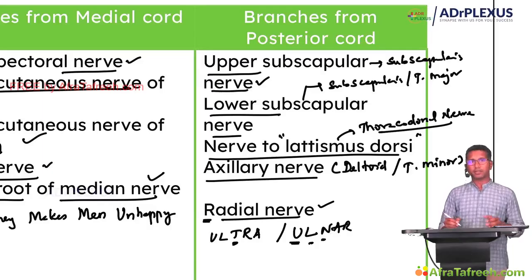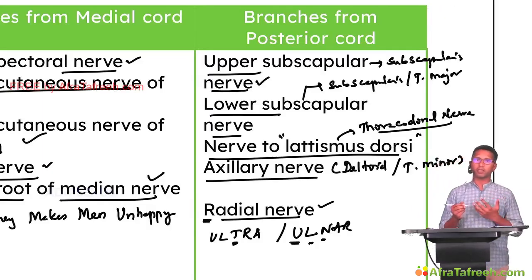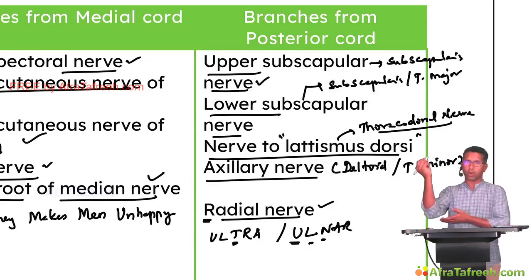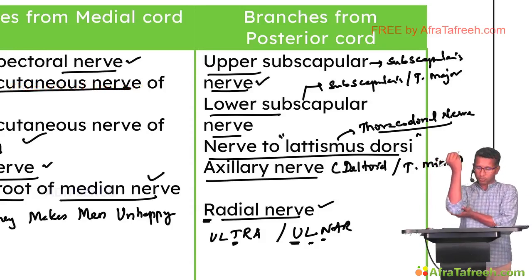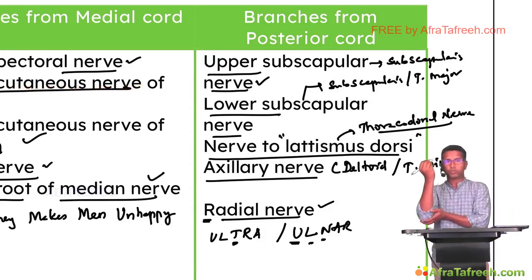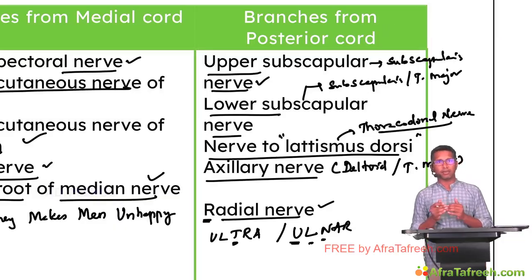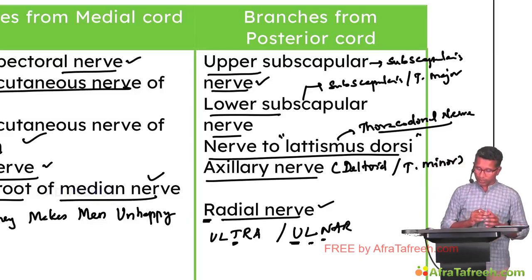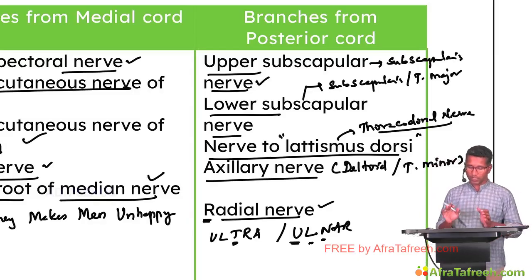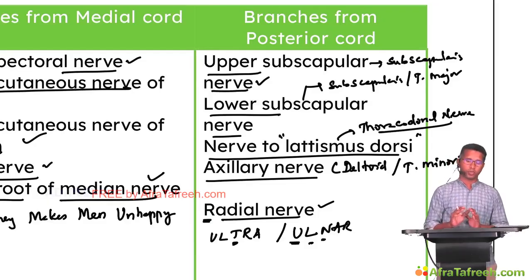Radial nerve supplies all the muscles of the posterior compartment of the arm and the forearm, guys. You got a lot of muscles in the posterior compartment of the forearm, and you got triceps in the posterior compartment of the arm. Those muscles are supplied by the radial nerve. We will see radial nerve, median nerve, and ulnar nerve in detail in subsequent topics, so I am not telling about those nerves here. Just have an idea that these are the branches from the cords of the brachial plexus. Easy way to remember is by keeping the mnemonics.